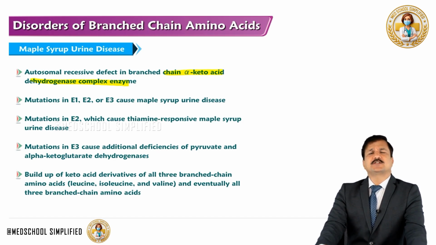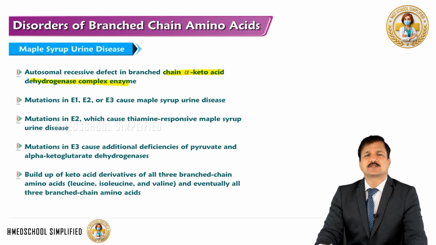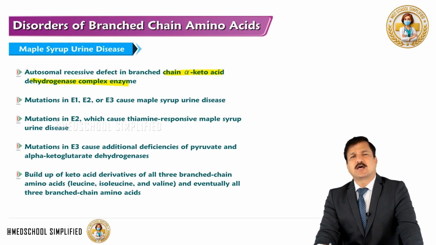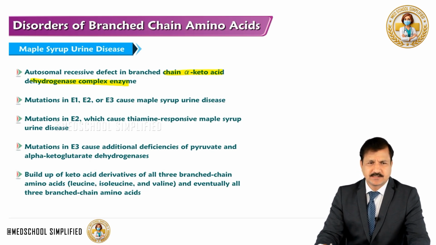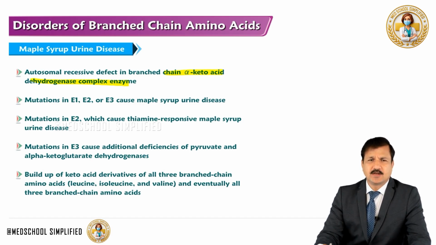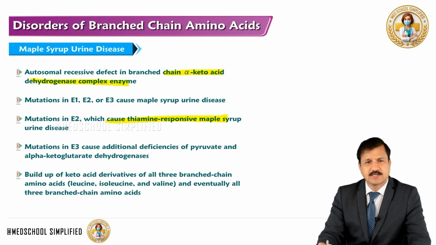Now, mutation in E1, E2, E3 subunits may cause maple syrup urine disease, especially with the enzyme that is alpha-ketoacid dehydrogenase complex. If you look at mutation in individual subunits, like if an E2 subunit mutation happens in this enzyme, it will give rise to thiamine responsive maple syrup urine disease.